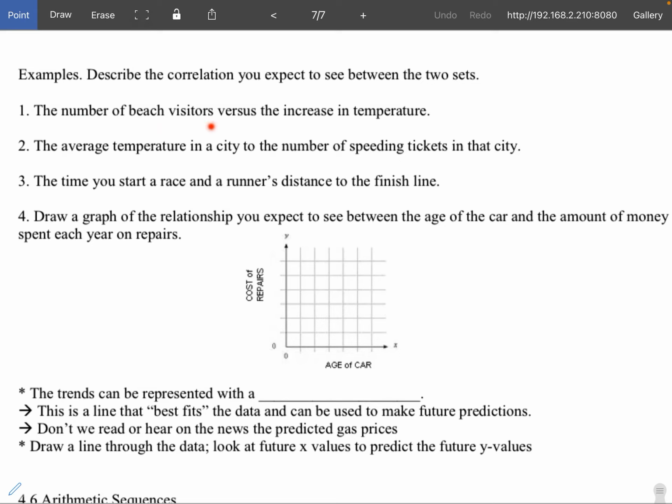So the first one says, come on, I'm recording this. Sorry, guys. All right. So as the temperature increases, what happens in the number of beach visitors? Does that increase or decrease?